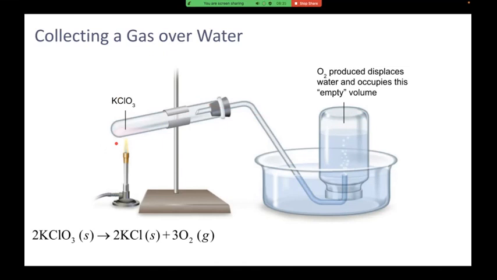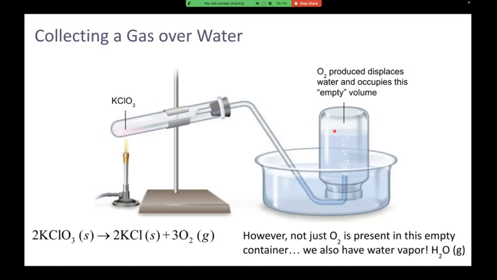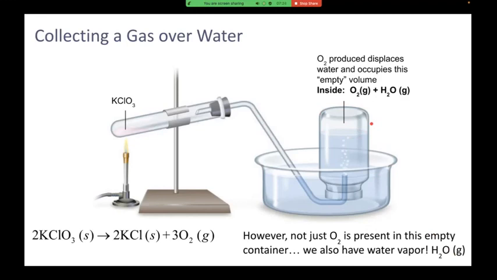However, we have to take into account that we are collecting this gas over water. So what happens is as this oxygen gas is produced, it occupies this empty volume, but because we have gas over water here, we also are going to have water vapor present. So in this quote unquote empty volume up here, not only do we have oxygen gas, but we're also going to have water vapor, or H2O gas. And the amount of water vapor that we have is going to be dependent on the temperature of its surroundings. Typically, we're still going to have a lot more oxygen than we are water vapor, but we still have to account that inside this volume right here, not only do we have oxygen gas, we also have water vapor or gaseous water as well.